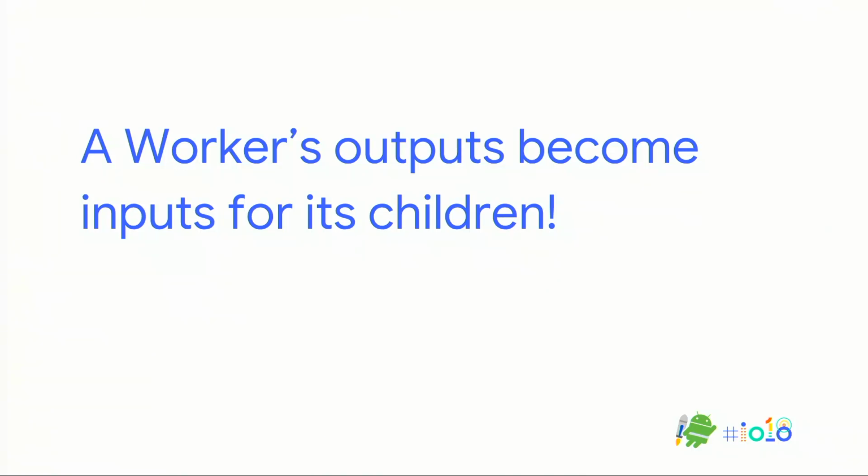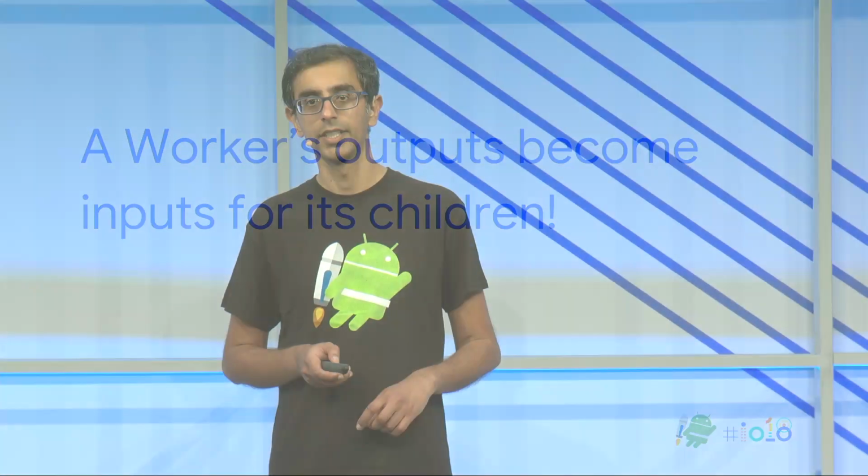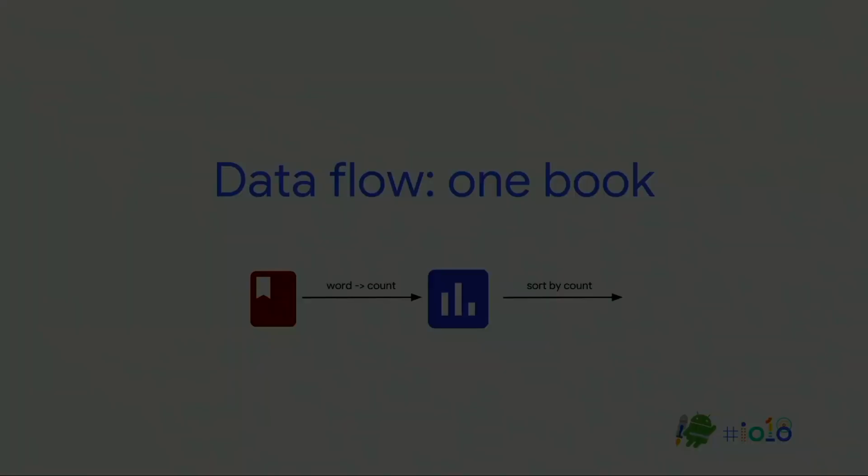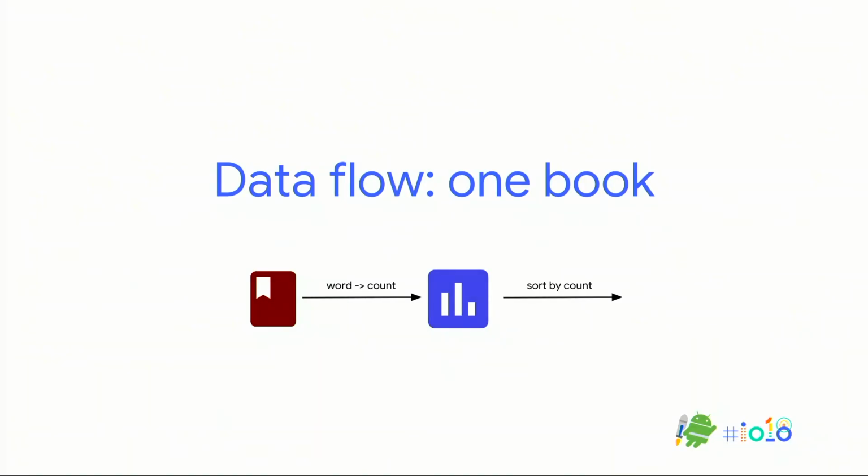So the key observation that you need to know here is that the worker's outputs become the inputs for its children. So what happens is the find top 10 words worker, which goes next, its input data is coming from the previous worker. So in this case, you can pass the data all the way through, find the top 10 words, and return out. So the data flow for one book becomes like this. I'll count all the word occurrences in that book. I'll pass it to the find top 10 words worker. Its input data will be whatever I pass through, and it'll do the sorting or whatever it needs to do.